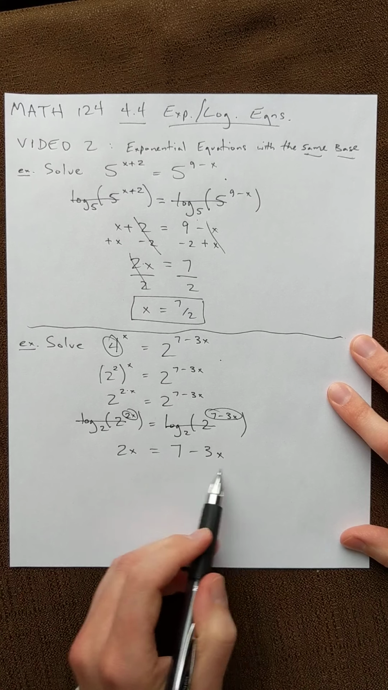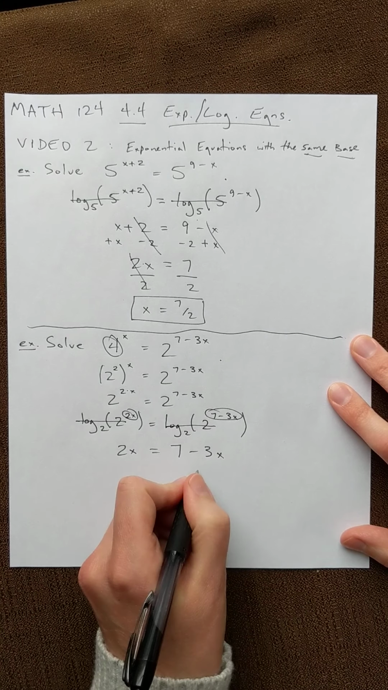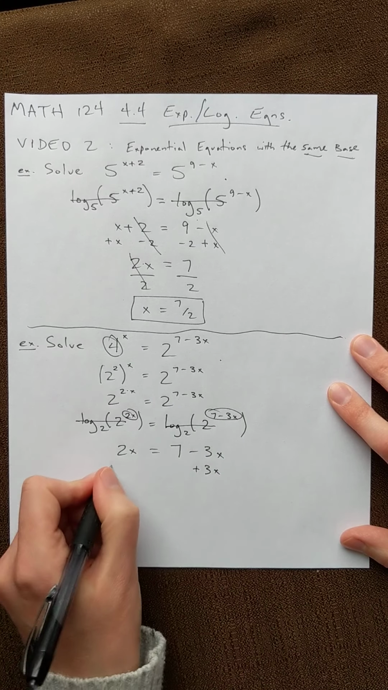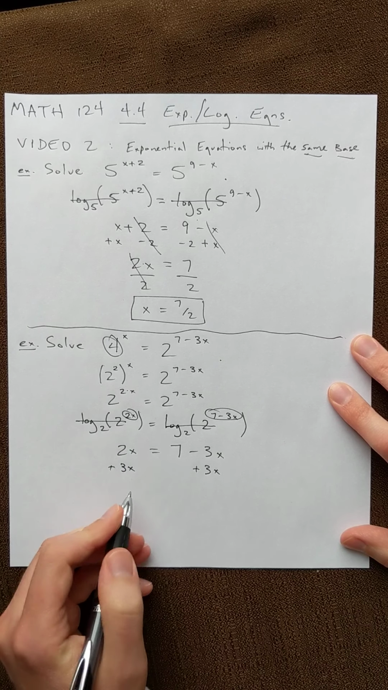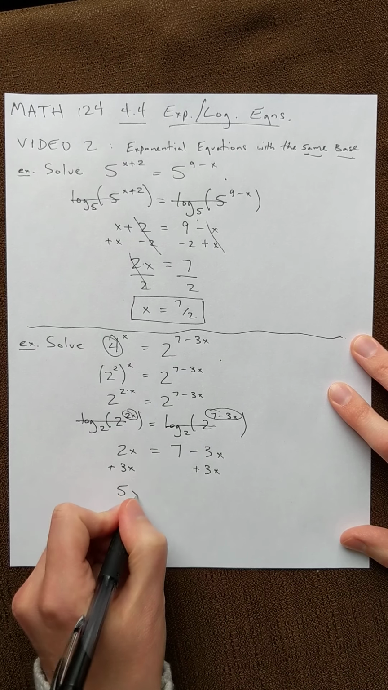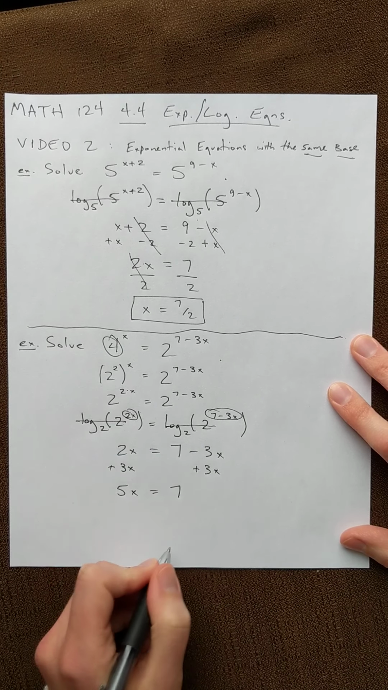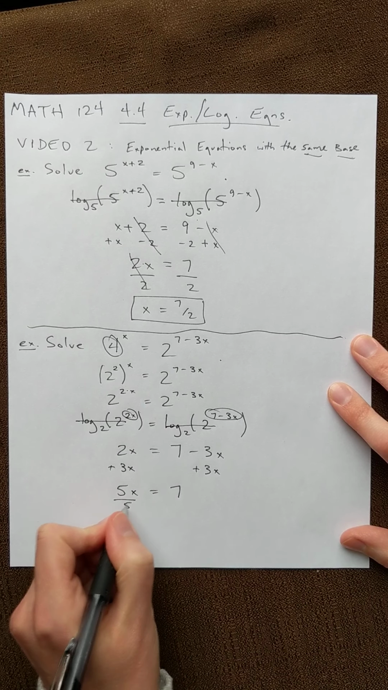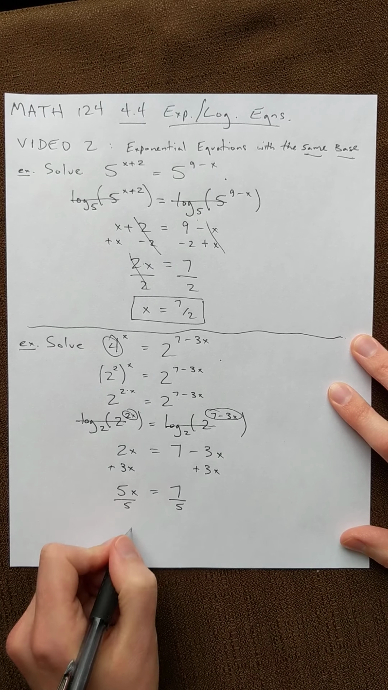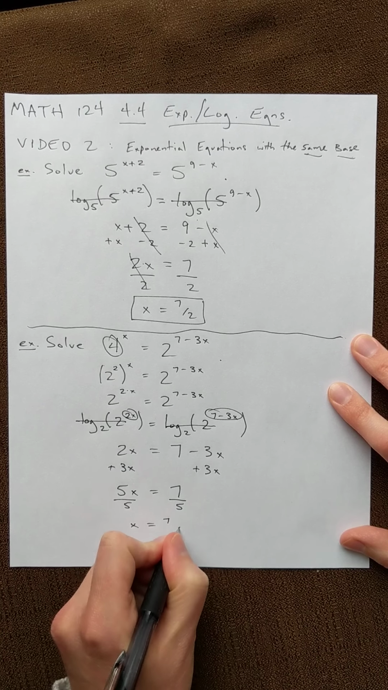So this is now a linear equation. We want to just move numbers around. So I will add 3x to both sides to move all my x's to the left. That gives us 5x on the left and 7 on the right. Divide both sides by 5, and we get x is equal to 7/5.